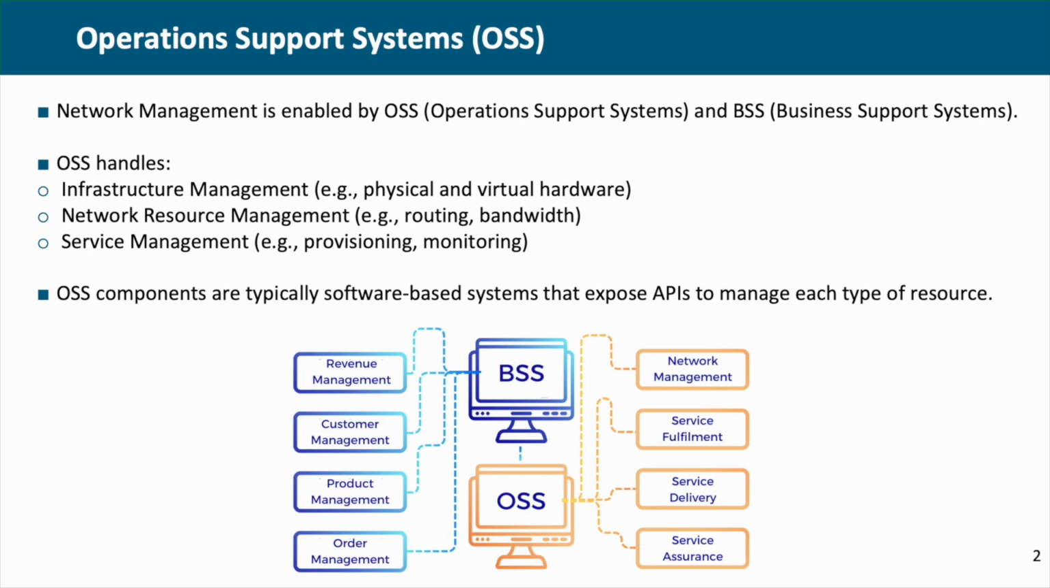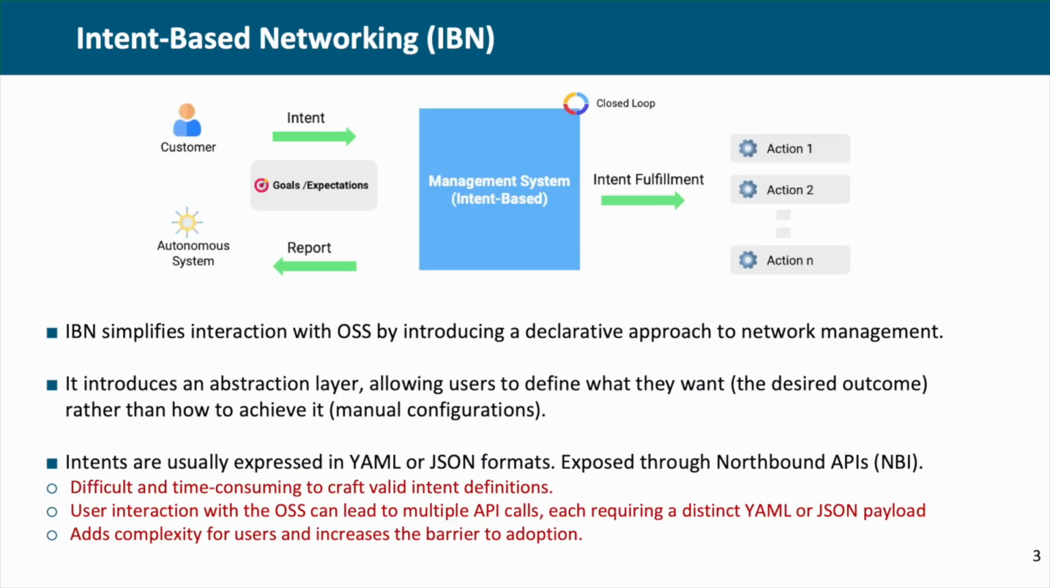OSS components are typically software-based systems that expose some APIs to manage each type of these resources. So we will be having APIs to manage infrastructure, the network resources, and services. To simplify the interaction with the OSS, standardization bodies such as ETSI, TM Forum, and 3GPP are adopting the intent-based networking concept, which introduces an abstraction layer allowing users to define what they want, the desired outcome, rather than how to achieve it. This is called the intent or the intention of the users.